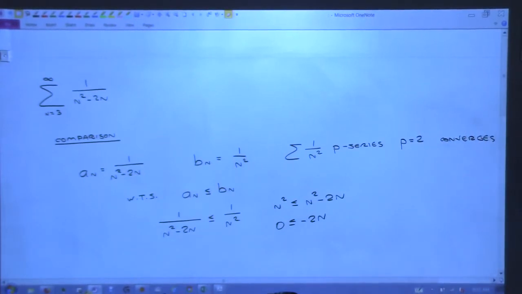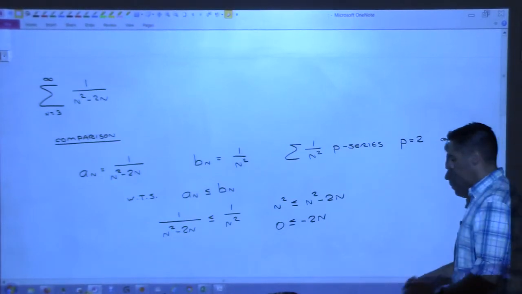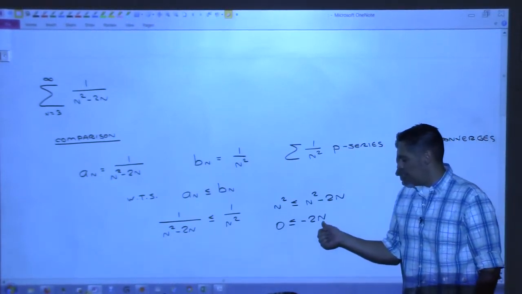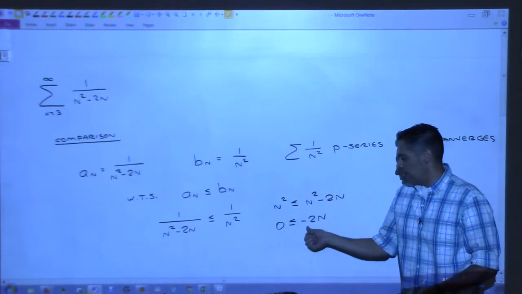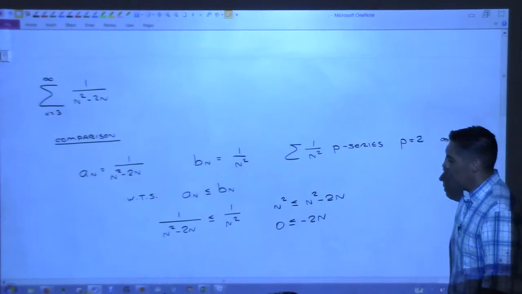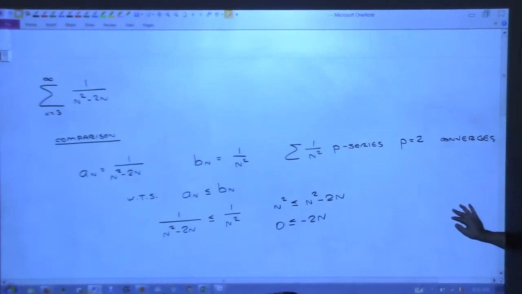That doesn't work. That doesn't work because of what? I mean, n is always positive, right? So negative times positive is going to be negative, so negative is not going to be bigger than 0. So we can see here that that doesn't work, right? Our conclusion here is that the test failed and that's it. Unless we can tweak it. Can we tweak it?